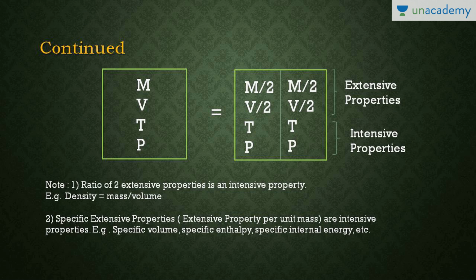For example, the room temperature is 25 degrees Celsius. If you divide that room into half, the temperature will remain 25 and 25. So the value of temperature will not change to T by 2 and T by 2.